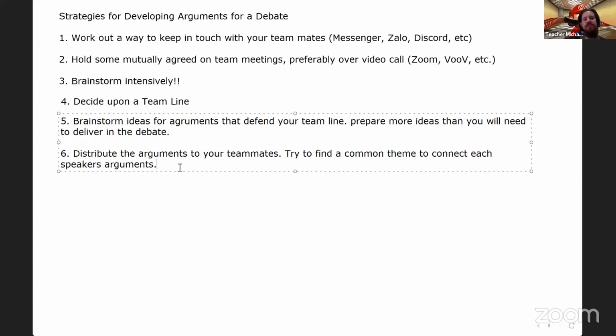So number 6, distribute the arguments to your teammates and try to find a common theme to connect each speaker's arguments. So what that means is that obviously all of these arguments are going to be along the same line. So in this example, it's again, punching people is acceptable, like in self-defense situations.